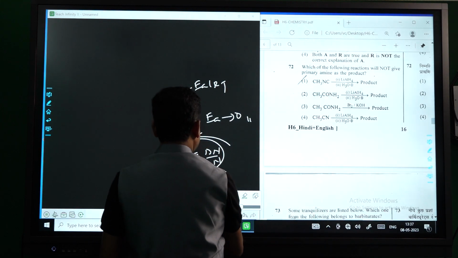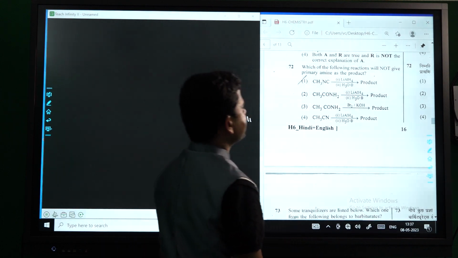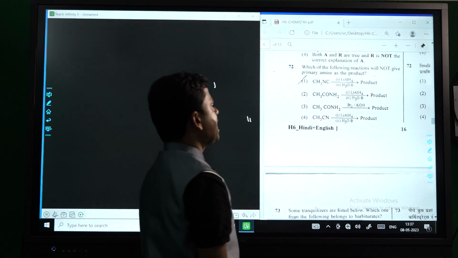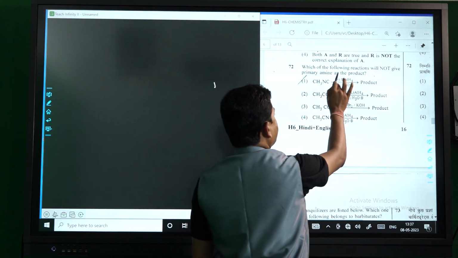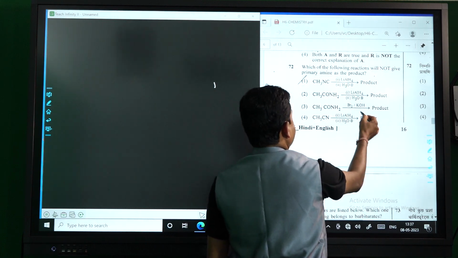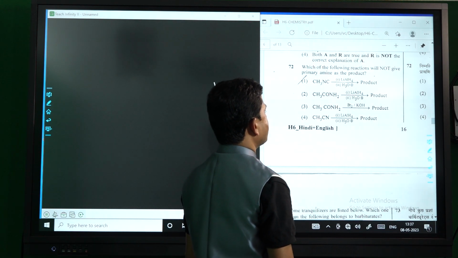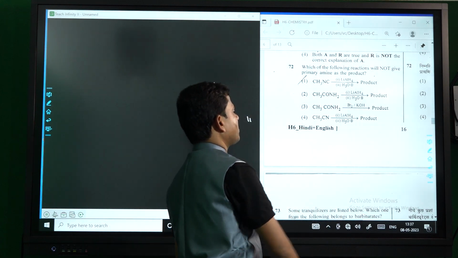Come to question number 72. Which of the following reactions will not give a primary amine as the product? Alkyl isocyanide, here CH3NC, on reduction gives a secondary amine. So option 1 is incorrect, and we don't require options 2, 3, 4.